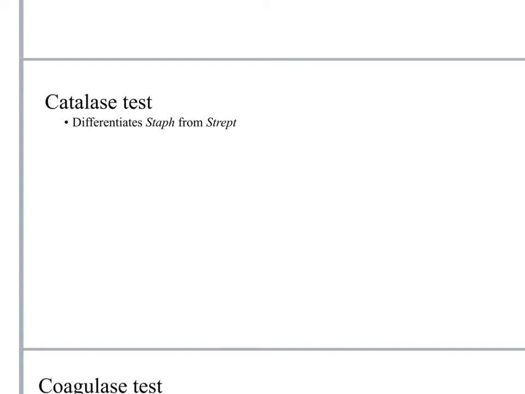All right, so the Catalase test is one that we're going to actually inoculate on a glass slide. But let's talk about what the catalase enzyme does. Okay, this is an enzyme that breaks down hydrogen peroxide into water and oxygen. 1, 2, 3, 4, balance that out.